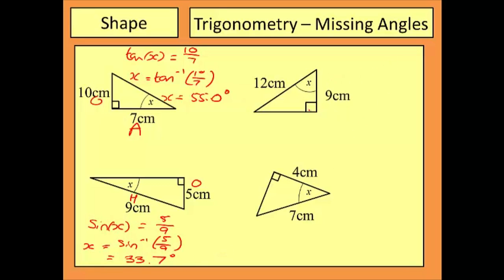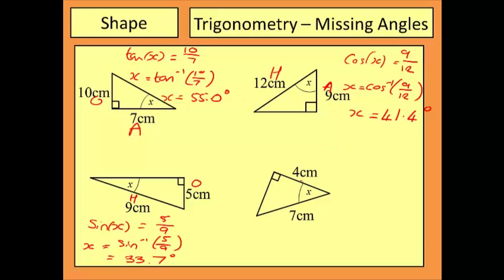This example up here, if I label it up, 12 is a hypotenuse, the 9 is an adjacent. This is a cosine problem. So I know that cosine of the missing angle x is equal to the adjacent 9 divided by the hypotenuse 12. The actual angle itself I can find by doing inverse cosine of 9 over 12. When I type this into my calculator, I get a final solution of 41.4 degrees.